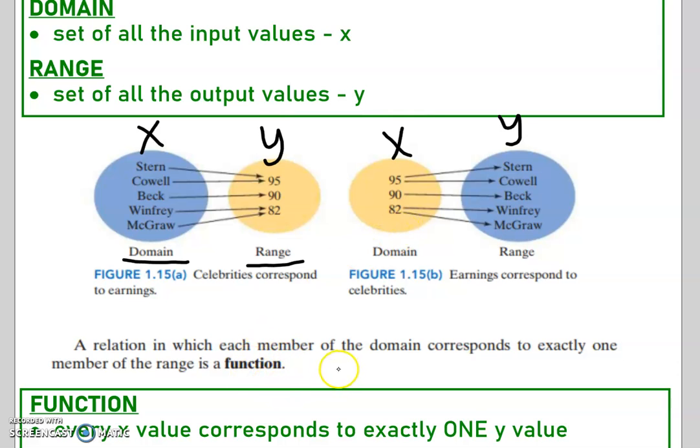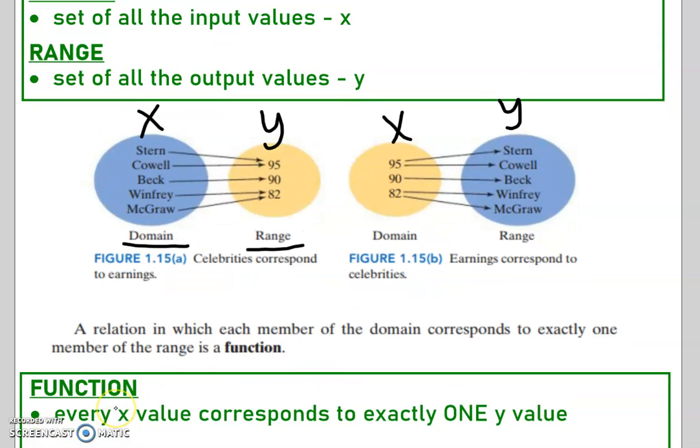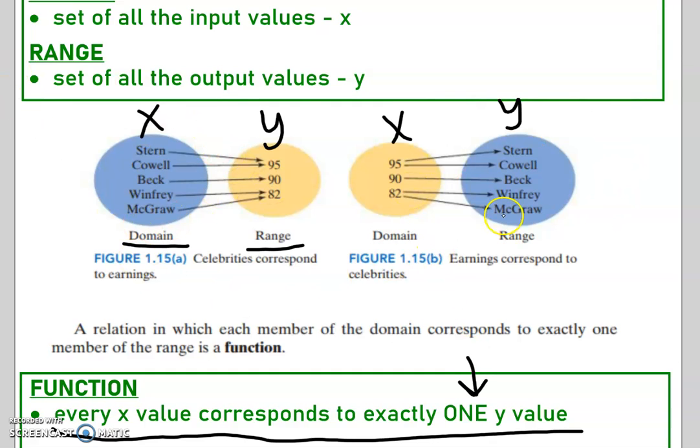Now, what is a function? Because we use this word function all the time, right? And what is it? So a function is still a set of ordered pairs, but there's more specifics about those ordered pairs. It's so specific that a function says that every x value corresponds to exactly one y value, okay? Every x value needs to correspond to only one y value. Let's look at these two sets of numbers or words here and figure out which one of these is a function and which one is not.